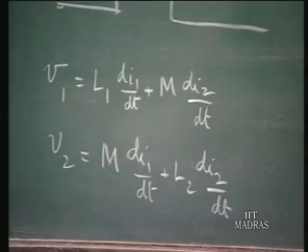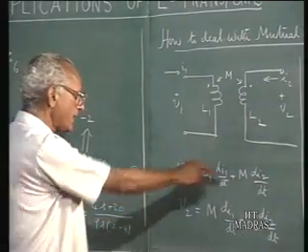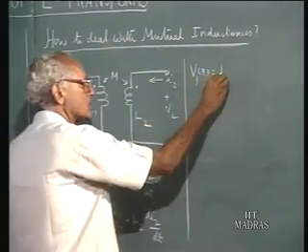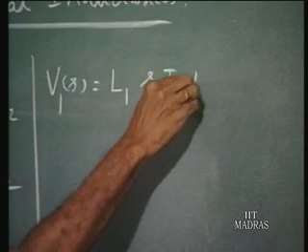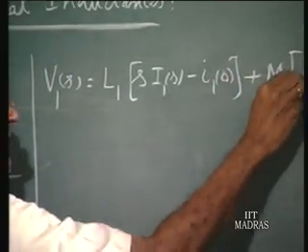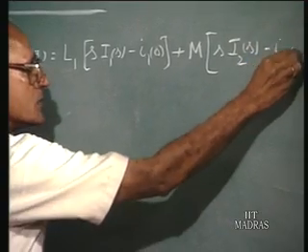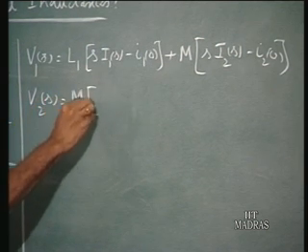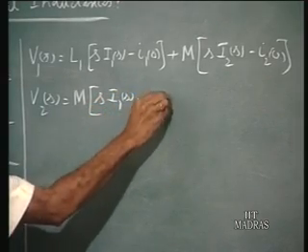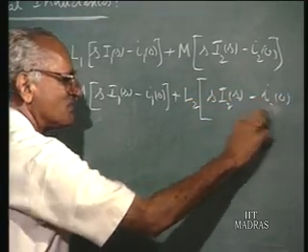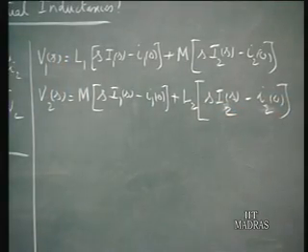Now, when we transform these equations, term by term you transform. So, V1 will have Laplace transform V1 of s. When you transform this, this will be L1 times S times I1 of s minus I1 0. That is the Laplace transform of L1 di1/dt. Similarly, the Laplace transform of M di2/dt will be M times S times I2 of s minus I2 0. Second equation will be V2 of s equals M times S times I1 of s minus I1 0 plus L2 times S times I2 of s minus I2 0. So, this is a straightforward application of transforming these equations.